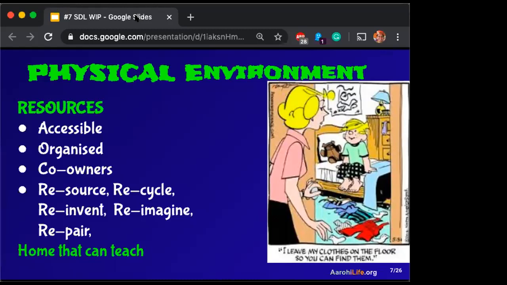Somebody's saying safety. Yes, we need to look at safety, definitely. Things are accessible, things are organized, we know where to find what. And we don't have to keep on asking, Mama, where are the buttons kept? Mama, where are the needles kept? Mama, where is what kept? And also, hopefully, it is co-organized, co-owned. It is not like mom's kitchen and dad's car, but everybody's kitchen and everybody's car.